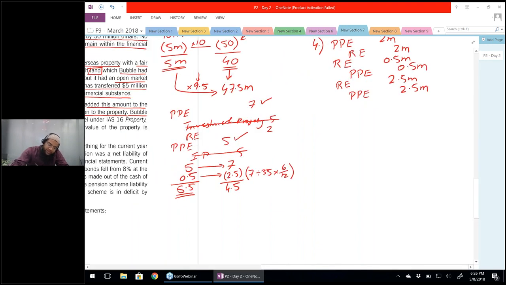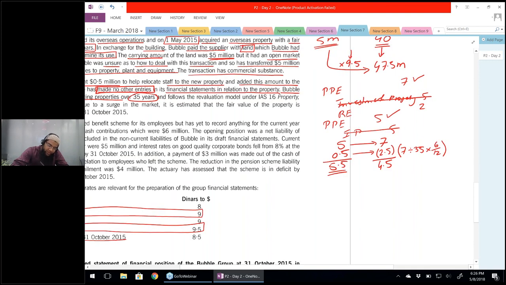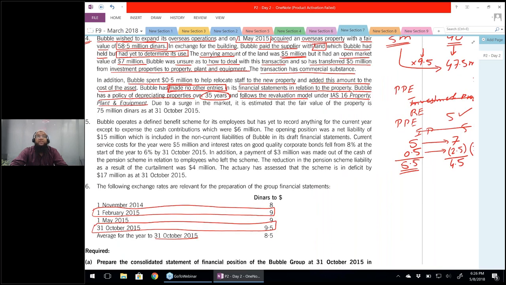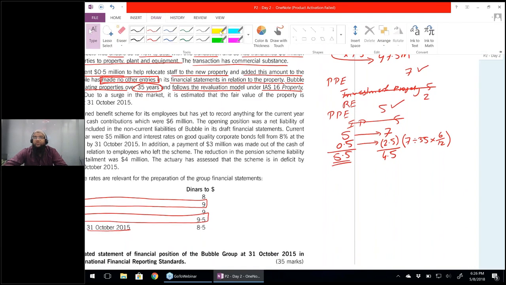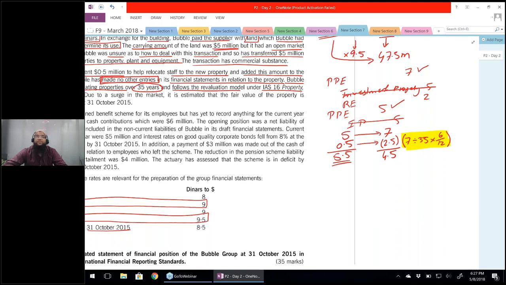Now the question says it follows the revaluation model under IAS 16, property, plant and equipment. The question follows the revaluation model. Nabila wants to see how we have calculated the depreciation. Nabila, this is the depreciation: $7 million divided by 35 years into 6 by 12. This is how we have depreciated the asset.